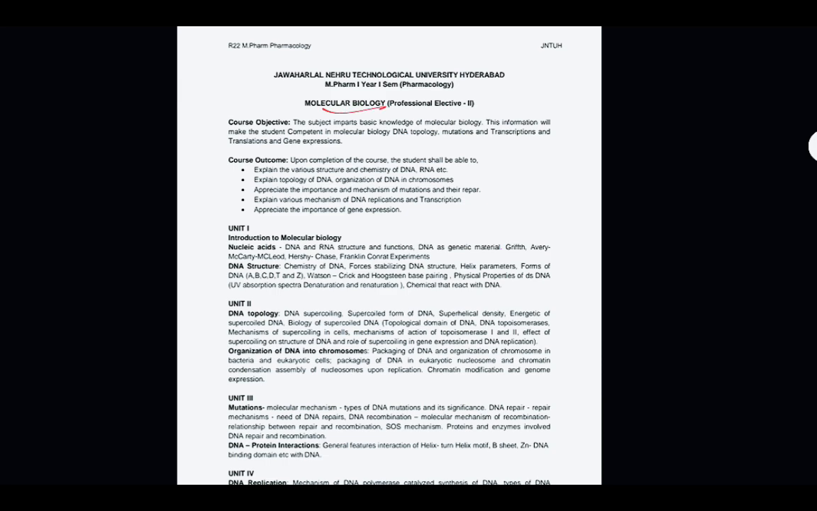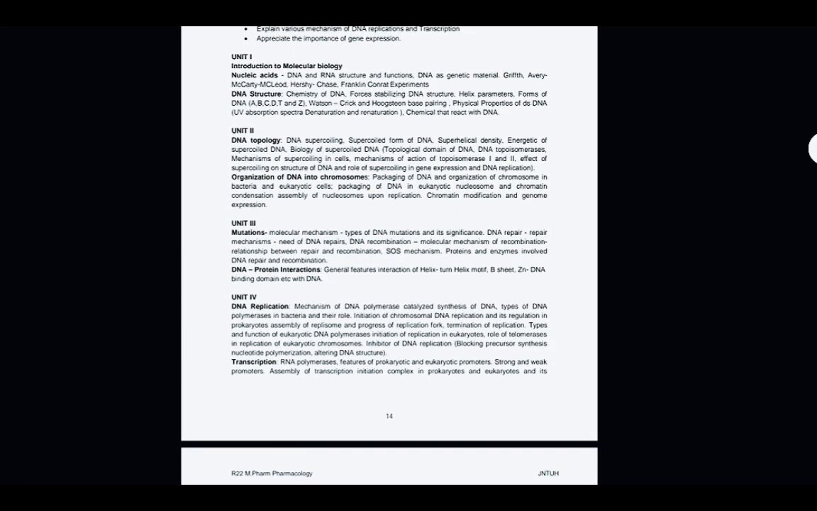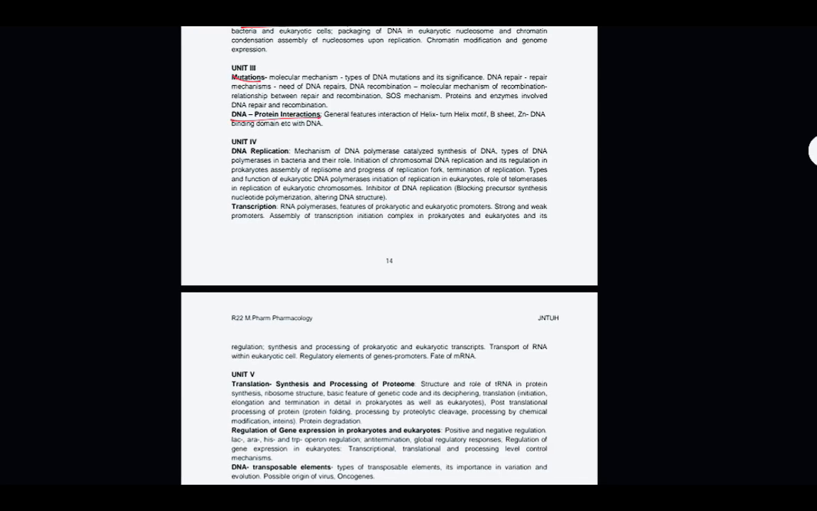Molecular biology. In this we have introduction to molecular biology, nucleic acids, DNA structure, DNA topology, organization of DNA in chromosomes, mutations, DNA-protein interactions, DNA replication, transcription, translation, synthesis and processing of proteins, and regulation of gene expression in prokaryotes and eukaryotes.